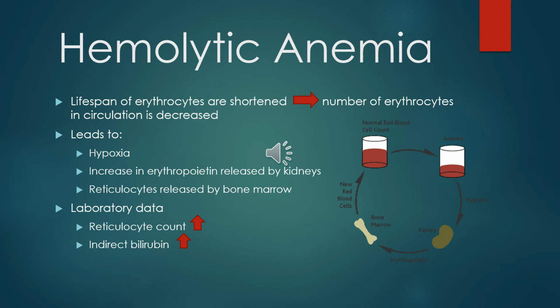So if we were to look at the client's lab values with hemolytic anemia, we would see an increase in reticulocyte count as well as a bilirubin count. This is related to the high destruction of red blood cells, as we know the heme on the red blood cells breaks down into bilirubin.